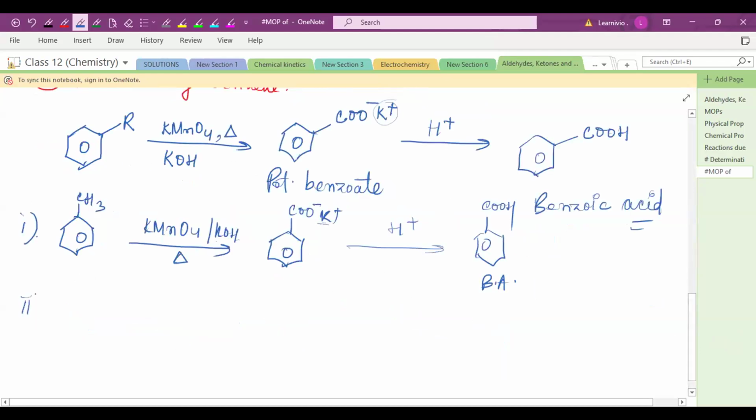Next example, suppose I give you this one, 1, 2, 3. The alkyl group here is propyl, 1, 2, 3 carbon, propyl group. Okay, the same. I've written alkaline KMnO4 plus heat. So what will be the product?